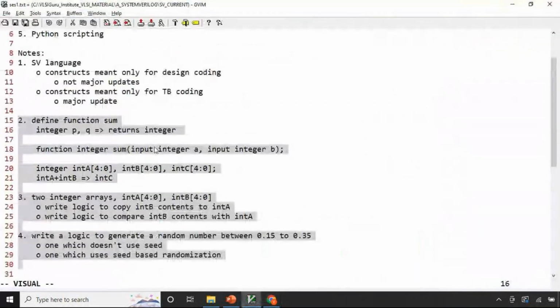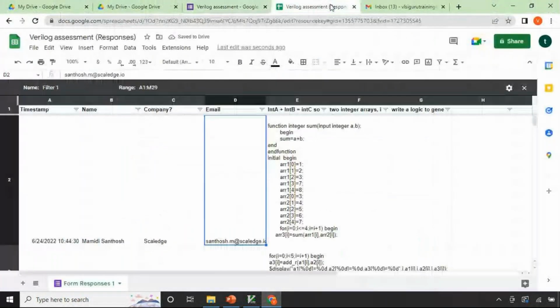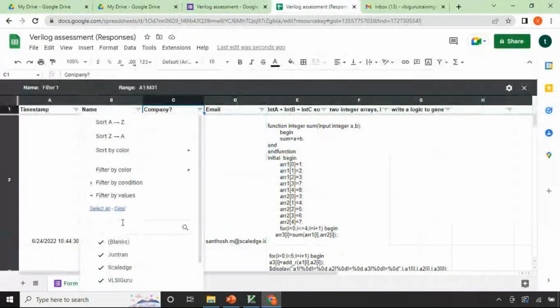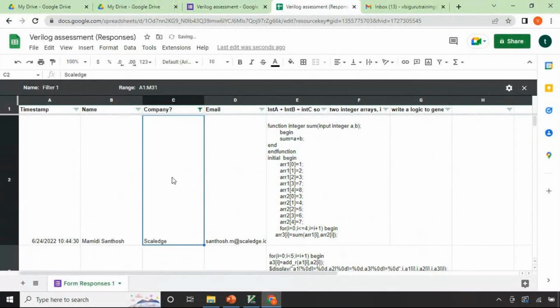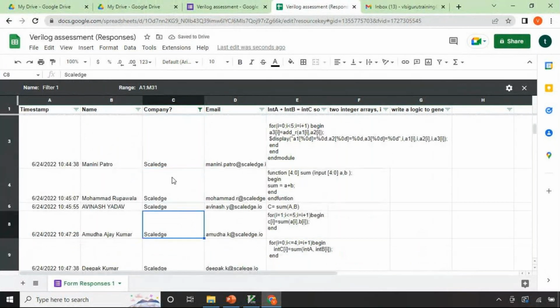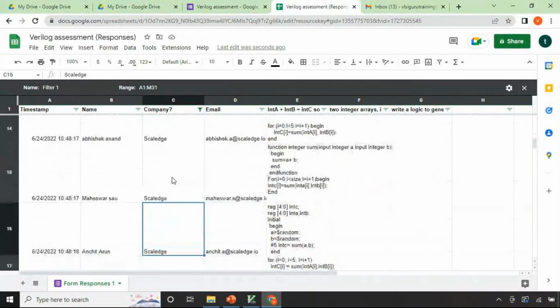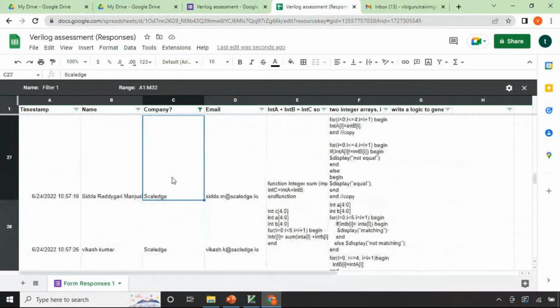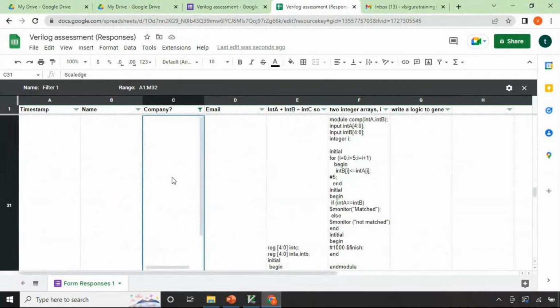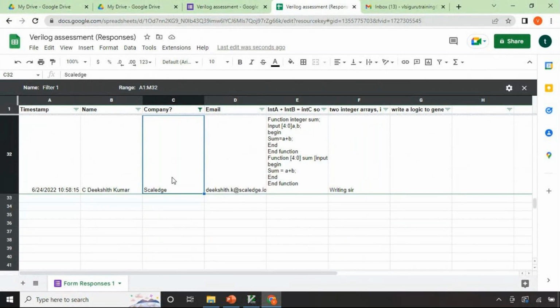Yeah. So you see here, if I just filter it by the name of the company, how many are there? 1, 2, 3, 4, 5, 6, 7, 8, 9, 10, 11, 12, 13, 14, 15, 16, 17, 18, 19, 20. 20 people are participating actively. So I will give you these names. Can you please take it forward?